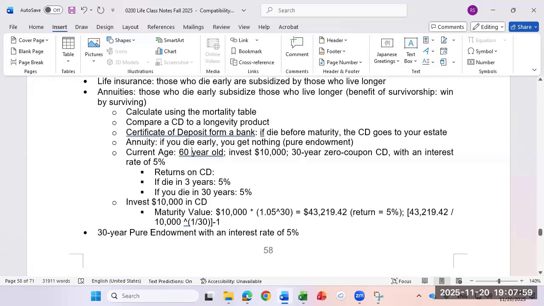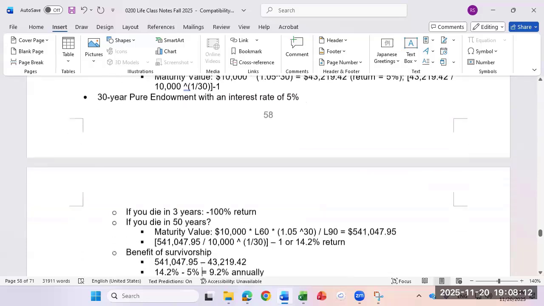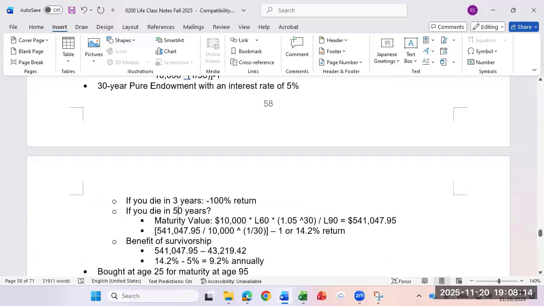So you're currently 60, and it's a 30-year CD. So for 30 years, you would make 5% with the CD. Everything I'm using is 30. Sorry, that 50 years is just a typo. So if you die in 30 years, what will you have?